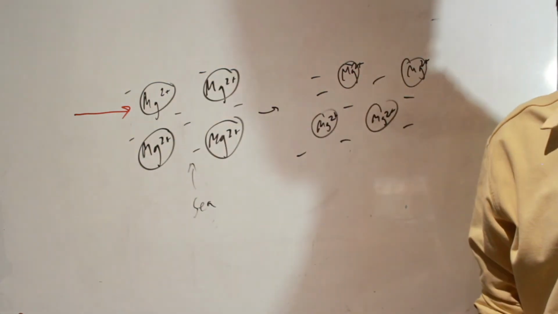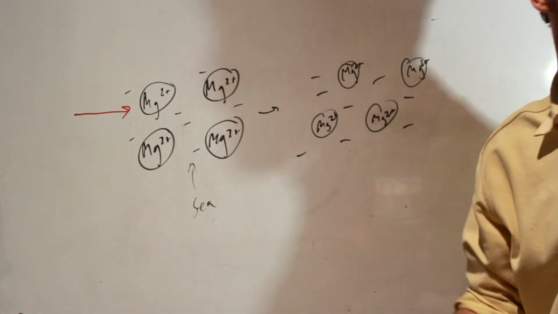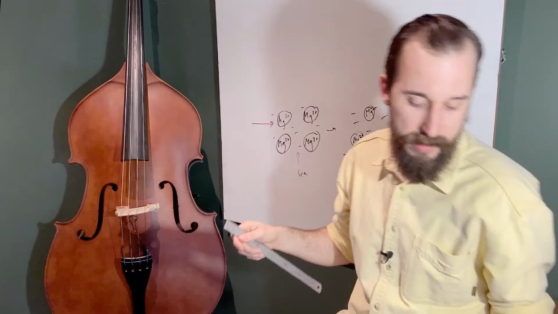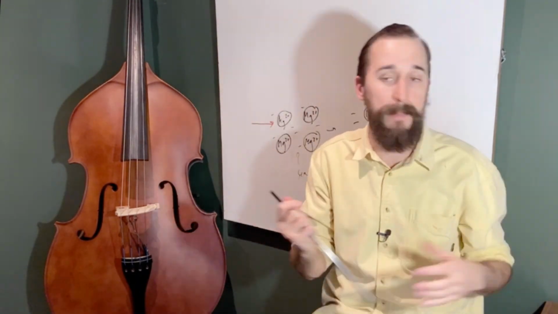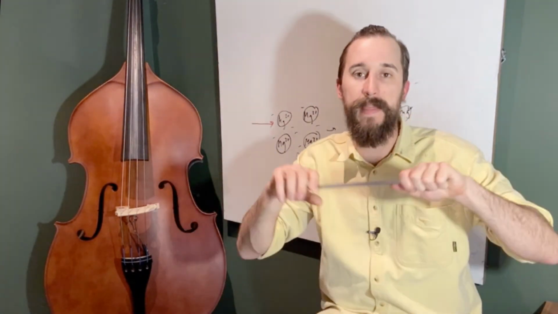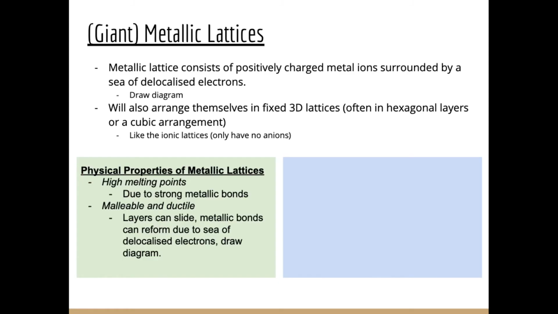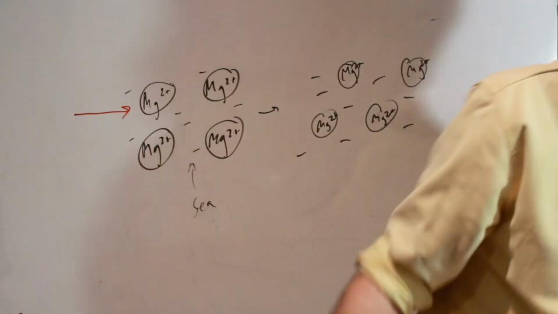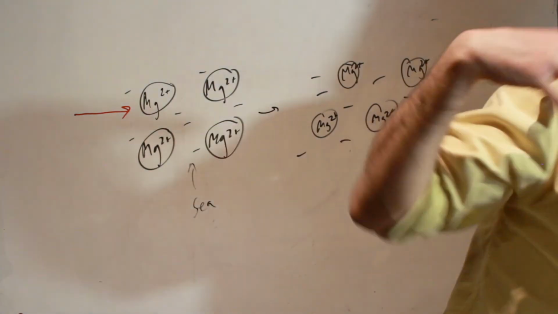But they're able to slide over each other so we can get malleable metals. So unlike our ionic substances that would snap, our metals can bend and they can be stretched. They're ductile. Malleable means bendable, ductile means stretchable. And they're good conductors because they have this sea of delocalized electrons that can very easily conduct a charge.